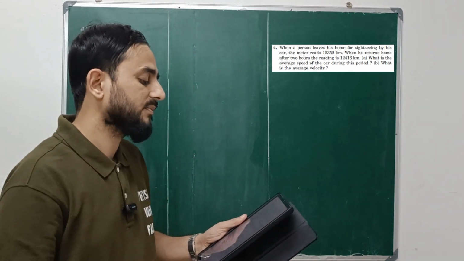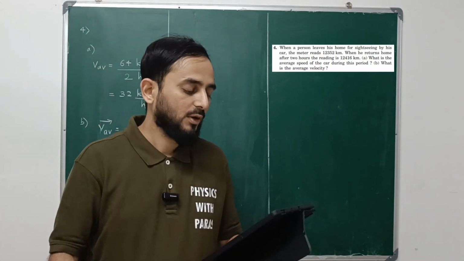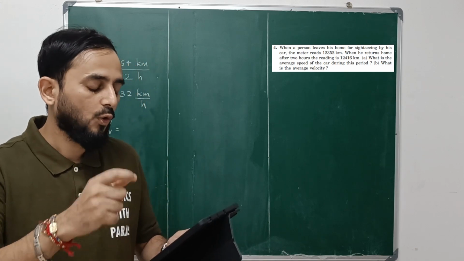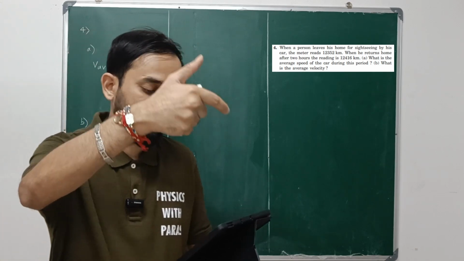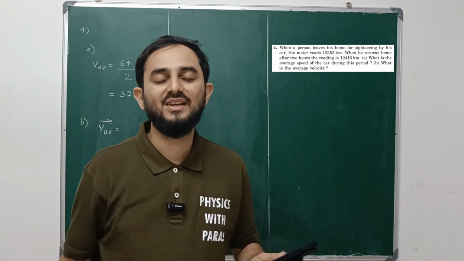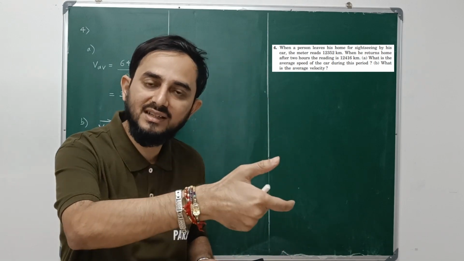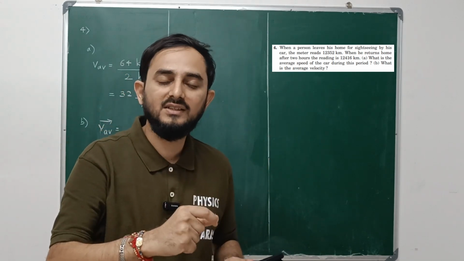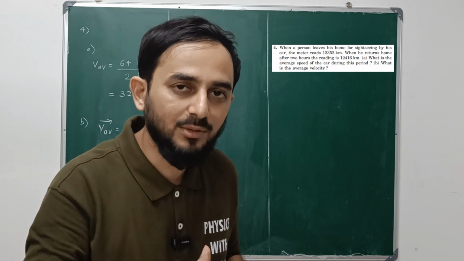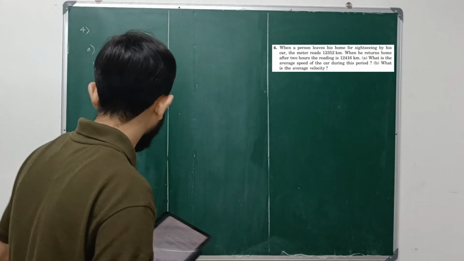But can I say, students, the displacement of the entire journey will be 0, because that person is going from home to some location and then coming back from that location to his home. So what is the displacement? 0. Home to some location and from that location to home. So initial point home, final point home. What is the change in position vector? 0. So what is the displacement? 0.